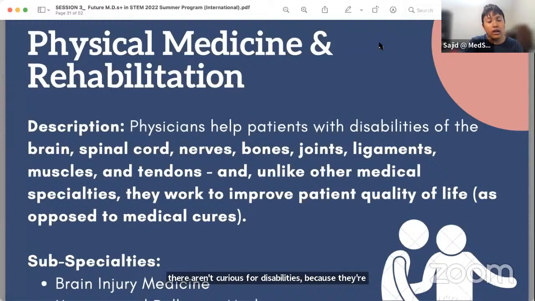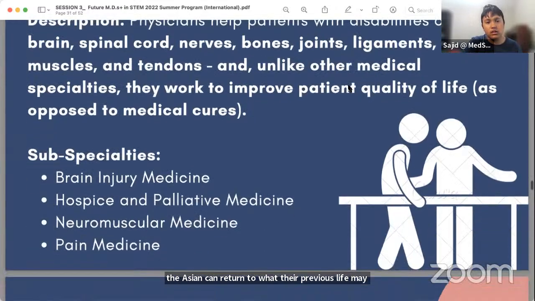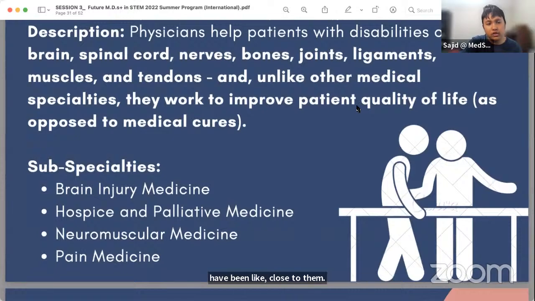So what they'll try to do is they'll improve patient's life, and they'll do a lot of rehab to make sure that the patient can return to what their previous life may have been like or close to it. So some subspecialties include brain injury medicine.